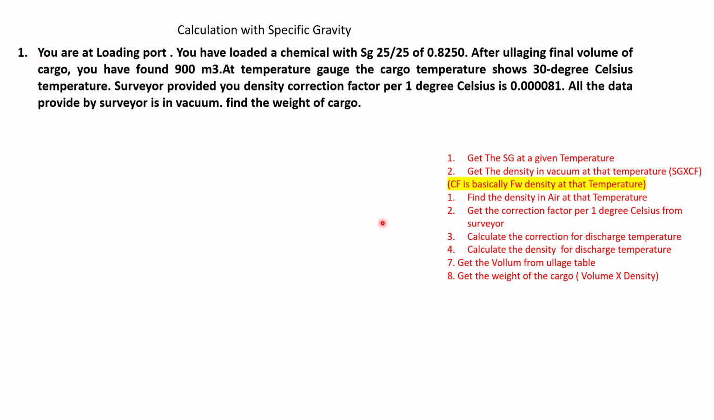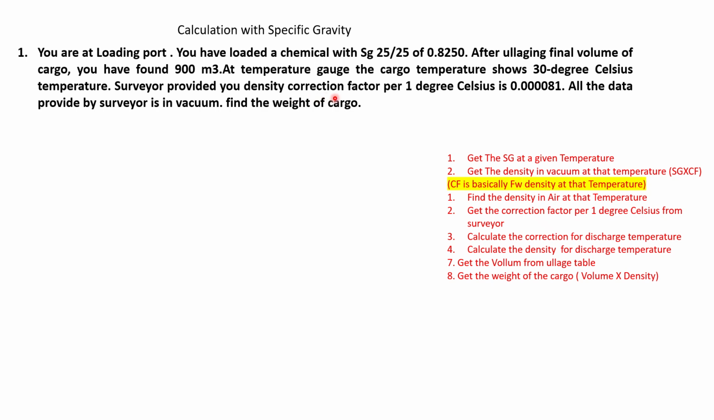So I have kept the pro forma on my right hand side. We just need to follow the pro forma, right? So what is the question here? The question is, you are at the loading port, any loading port. It can be maybe Malaysia, Singapore, anywhere, right? And you have loaded a chemical with a specific gravity of 0.8250, and after ullaging the final volume of your cargo, you have found it to be 900 meter cube. And the temperature gauge shows 30 degrees Celsius.